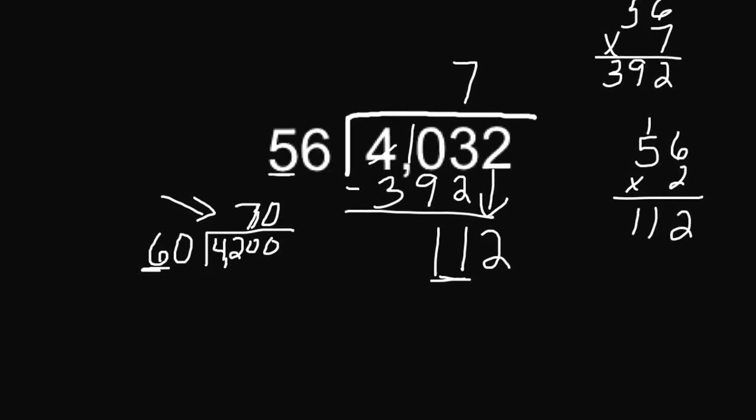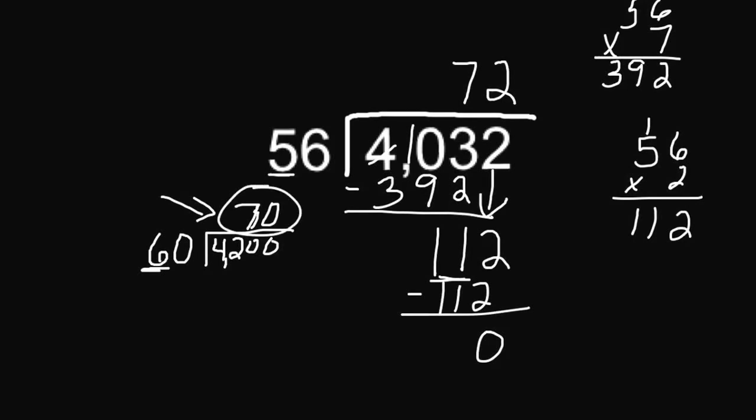And look at that. Times 2, don't forget to put that number up there. It is 112. And when I subtract, I get 0. Now, my final answer is 72. Look how close my mental estimation is to that answer. It's a good way to help you start where to divide and check your answer at the same time. Know that your answer is reasonable.